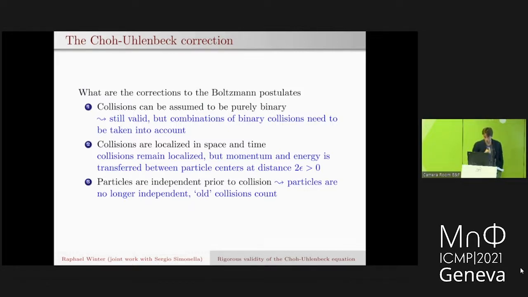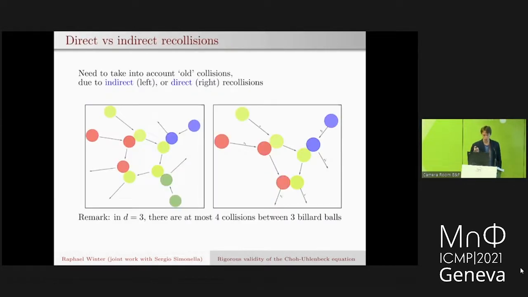And then there's the third and most important correction we need to do, that particles are no longer independent prior to collision. And that is mostly related to particles, what we call recolliding. So particles collide, and then after some time, they collide again. In order to see what's going on, what we did first is we distinguished direct and indirect recollisions. And indirect, you see on the left. So there's this red and the yellow particle, they collide. And we call a collision indirect if they collide again, but in between, they collectively collide with at least two other particles. Might be many more, but at least two others.